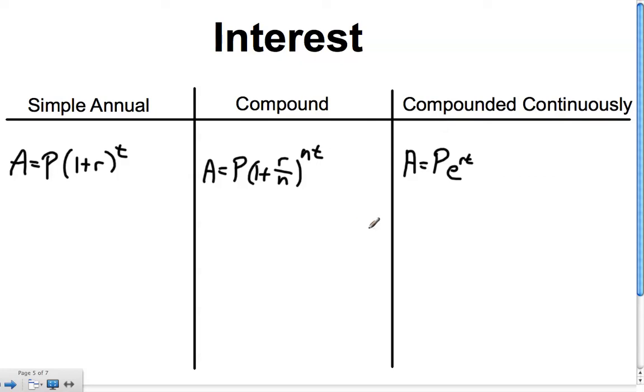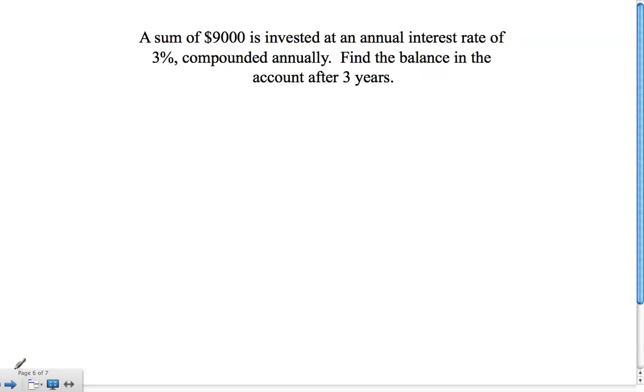Okay, so once you have these written down, I'm going to go through a couple of problems with you so you can see what this looks like done out. In this situation, we're taking $9,000, investing it at 3%, and it's compounded annually. That means just once a year it's compounded, and then for the next year, that new balance is what is earning interest. So that's simple annual interest. Find the balance in the account after 3 years. The equation we're going to use is this one. It's not compounded more than once a year, so we don't have to divide our rate into pieces of a year.